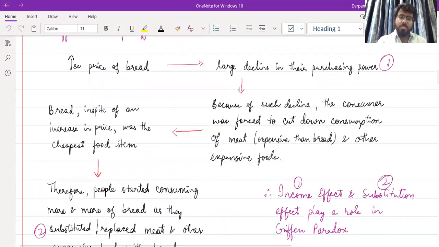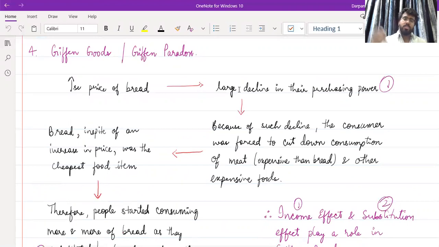Then Giffen goods. What were Giffen goods? This is a paradox, or a situation. What was the situation? That in some cases there's an inferior good, and this inferior good's price is rising, right? If the prices are rising, then there'll be a decline in the purchasing power of the person, and because of this decline in purchasing power, the other expensive products that he was purchasing, he will cut down on those expensive products also and he'll start purchasing this.